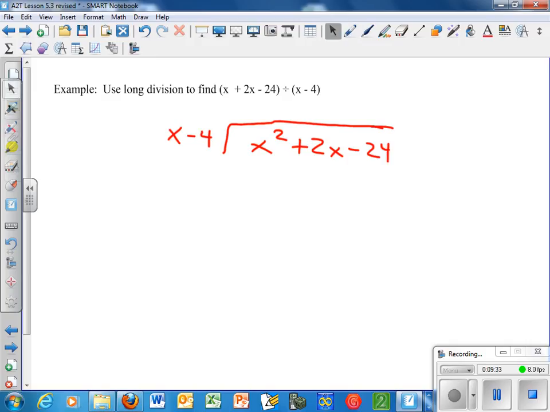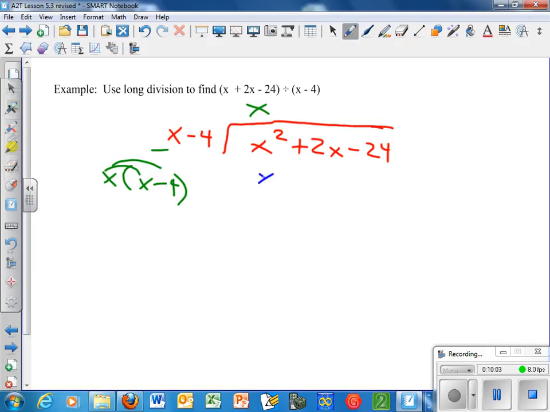Okay, so I ask myself, how many times does x go into x squared? Or x times what gives me x squared? First term here, how many times does it go into that? And that is x. Take what I just wrote up there, which is x, and I'm going to multiply it times my divisor here of x minus 4, or I distribute it. And I'm going to put that result right here.